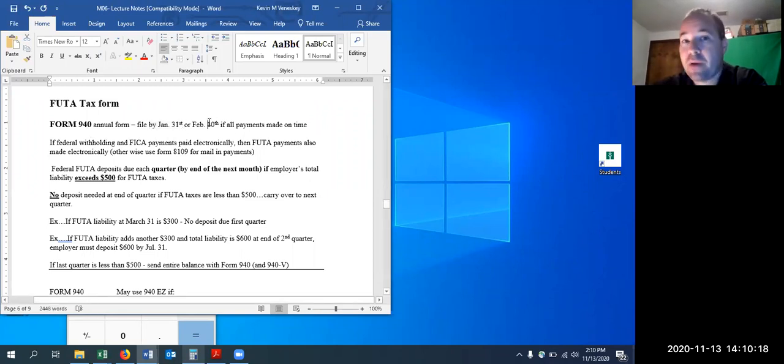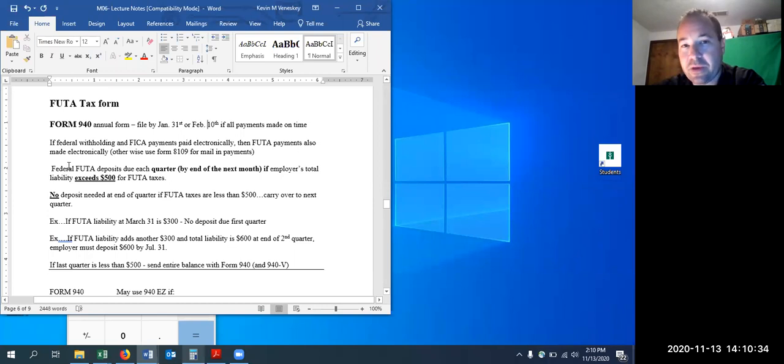Now, if you have made all of your FUTA payments on time, then you have an extra 10 days, until February 10th. You're going to pay these electronically, most likely, and that's usually the easiest.